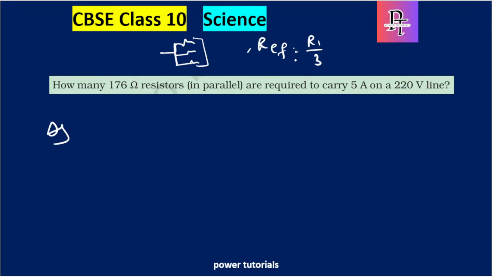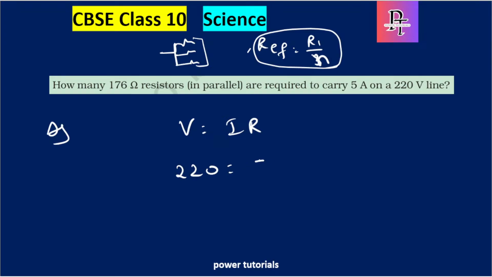Okay, if it is multiple different resistors, then this trick will not work. If the same resistor is connected in parallel, then simply R effective is R1 by N, where N is the number of resistors. So in this case, 176 ohm resistors, the N value is what they are simply asking, and voltage I have mentioned. So simply I will use V equals I into R. Voltage is 220. Current they have mentioned is 5. Effective resistance, that I told you, if it is in parallel, is 176 by N.